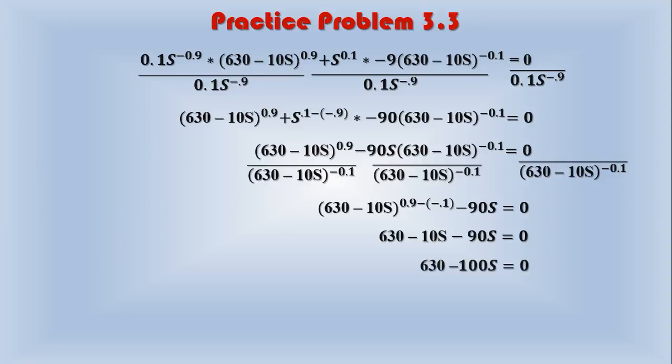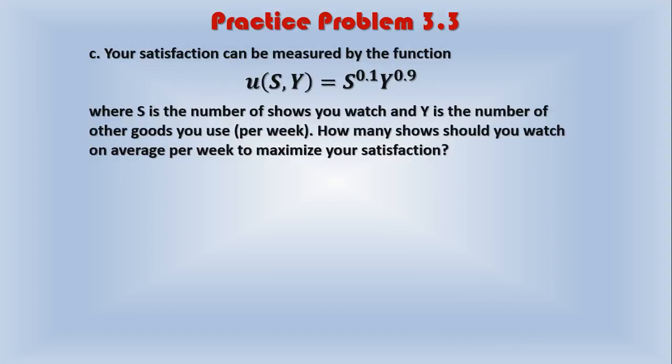All right, so 630 minus 100s equals 0. Get the 100s on the right there, so you have 630 equals 100s. Divide both sides by 100, and that gets us to 6.3 shows. 6.3 shows is the amount of shows this person will consume to make them the happiest possible given their preferences and the prices they face in the market. Hey, it is what it is.